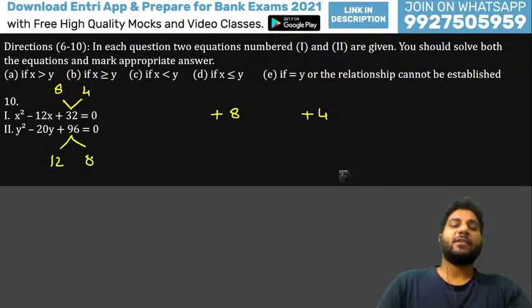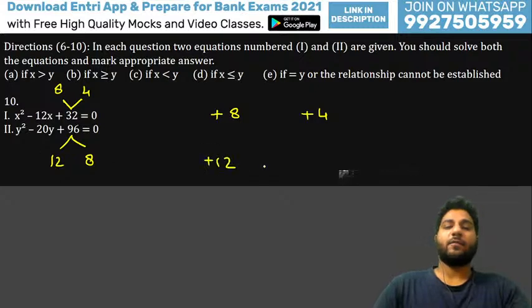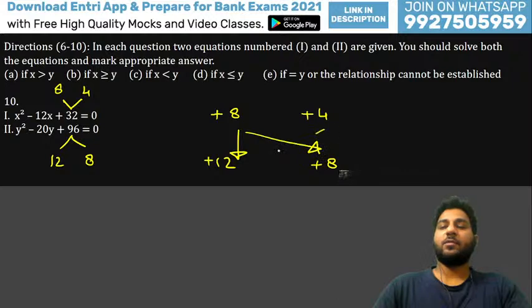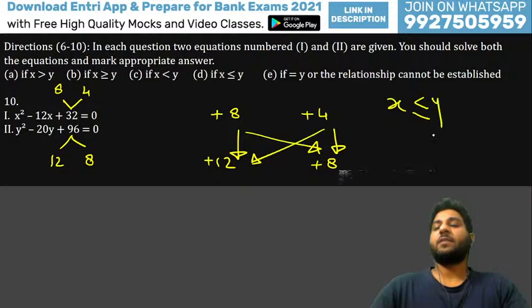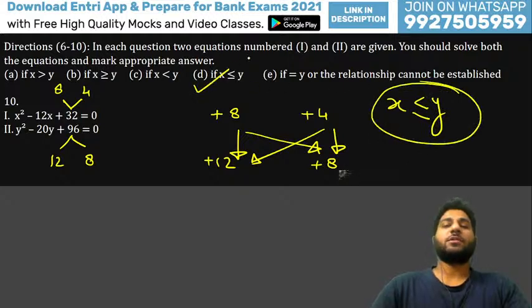12, 8 is 96. So plus 12 and plus 8. Look at this. Smaller, equal, smaller, smaller. So x is smaller but equal as well. So your option D is the correct one in this case.